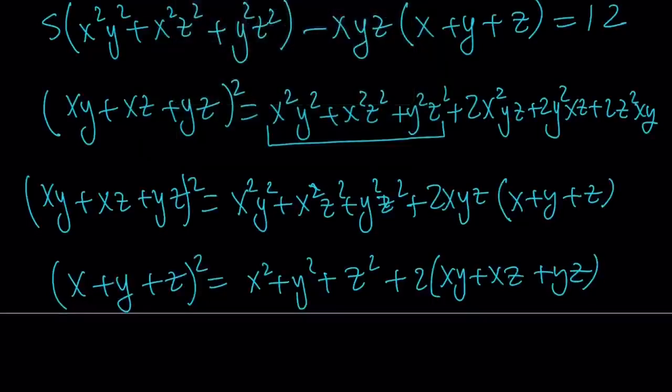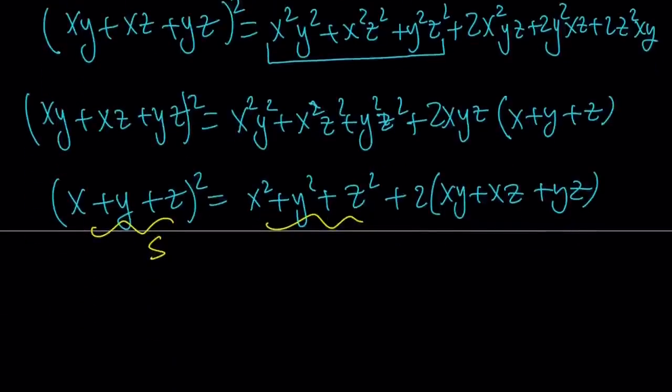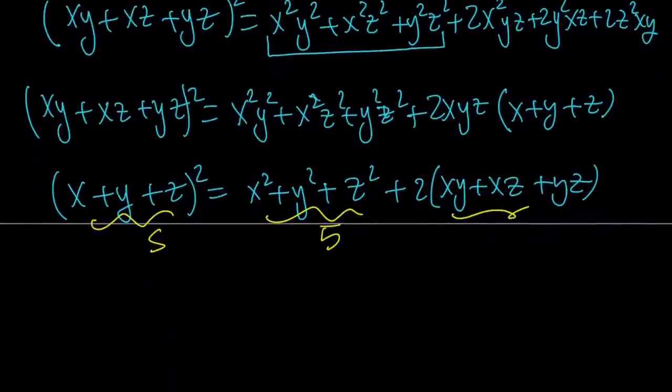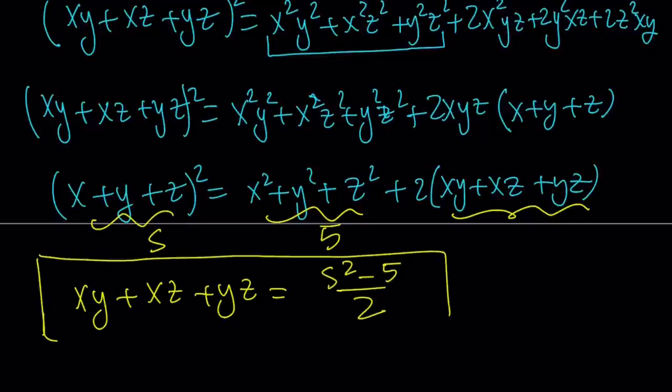I want this. Okay, so I know that the sum is s, and the sum of the squares is one of the equations given, right? That is equal to 5. So we have a numerical value for this, which is good. So from here, we can find this in terms of s. If you subtract 5 and divide by 2, you get the following. xy plus xz plus yz becomes s squared minus 5 divided by 2. So that's an important finding.